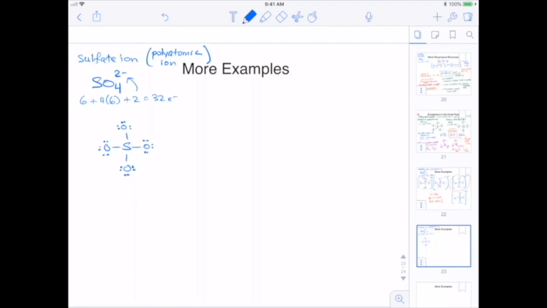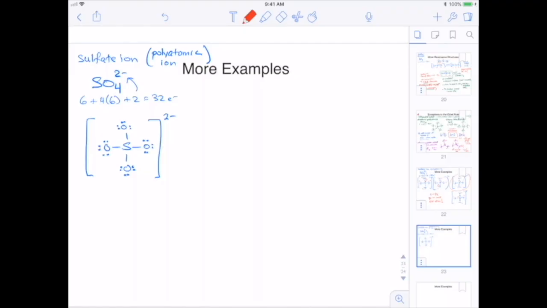There's none left over to be placed on the central atom. All of the octets are satisfied. What we do need to show overall is that this structure has a net 2- charge. So we show that with the brackets and the charge shown in the upper right. Now that looks satisfactory, but now let's take a look at the formal charges.